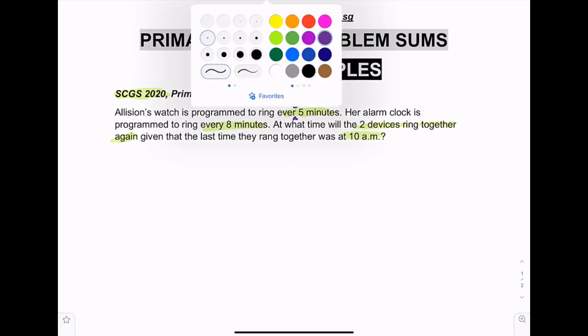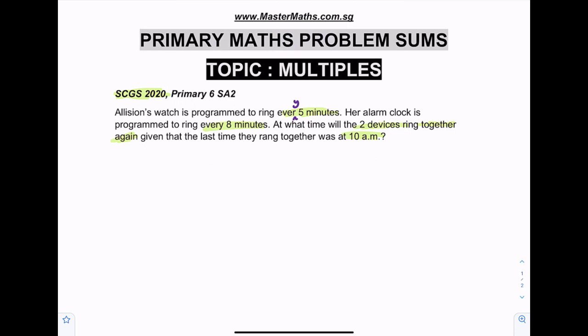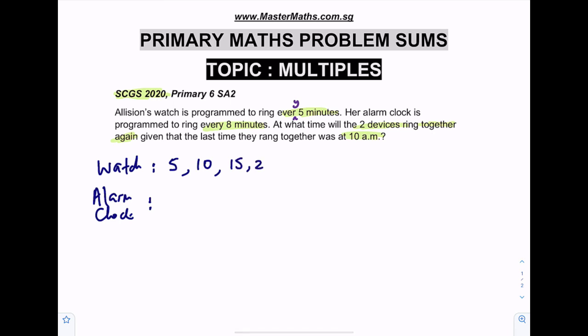Alright, now this question requires you to do some kind of listing, okay, for the watch and also for the alarm clock. Okay, for the watch, it will ring every 5 minutes, right? So the first time it will ring again is after that 5 minutes, followed by at the 10th minute, 15th minute, 20, 25, 30, 35, 40, 45, and so on.